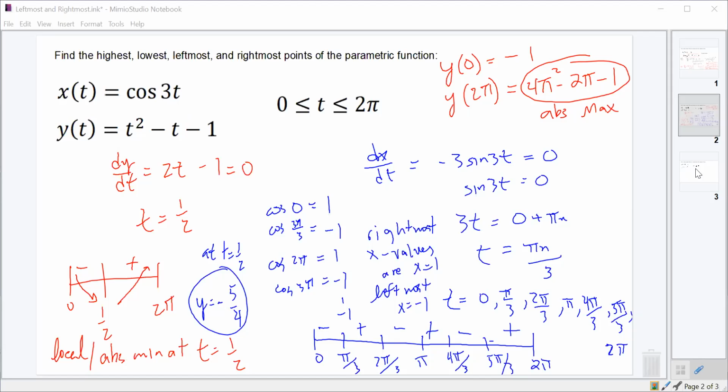Wait, where'd you get the -5/4 again? You plugged in t equals 1/2, right? Yeah, into the y. Y of 1/2 is, as long as I did that right, 1/4 minus 1/2 is -1/4, minus 1. Yep, -5/4. Okay, got it. Thank you.